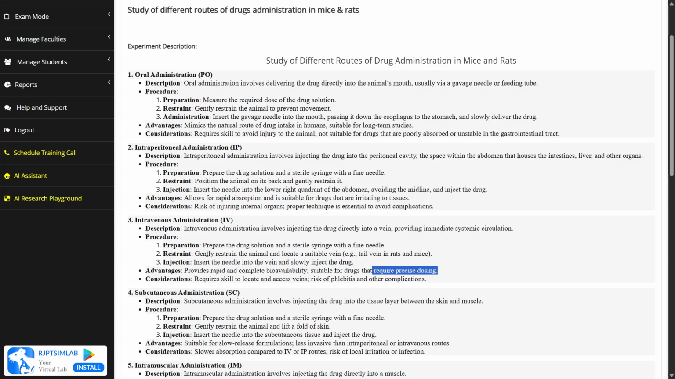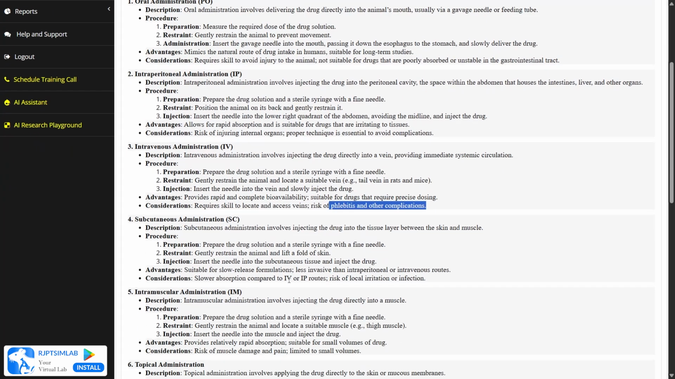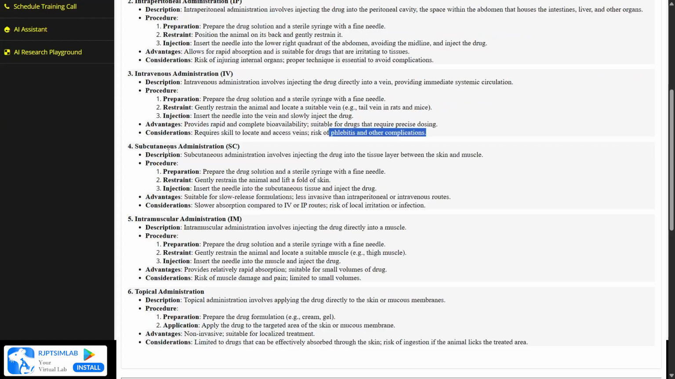The considerations for this route are that it requires skill to locate and access veins. Risk of phlebitis and other complications are also present. It requires a skilled person who can locate the vein and insert the needle into the vein. Next route. The next route is the subcutaneous route.